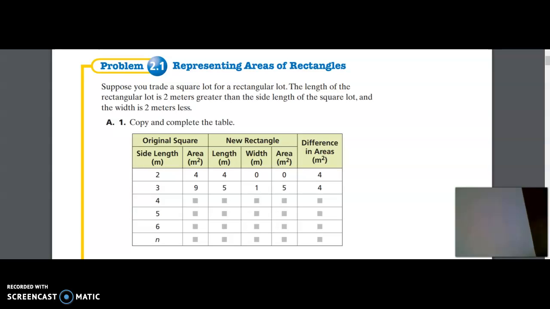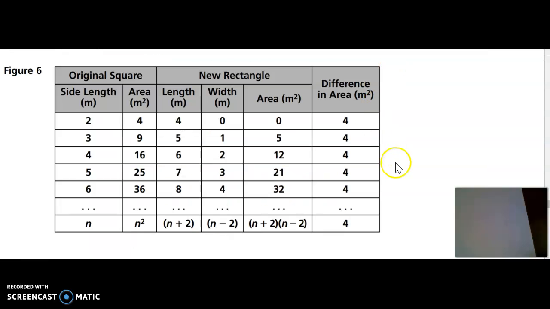All right, so here are some of the answers for 2.1. The table that you're asked to complete when you're finished would look something like this. So no issues probably with the area of the square. You're just taking 4 times 4, 5 times 5, 6 times 6, and down at the bottom, you're just doing n times n, which of course is n squared.